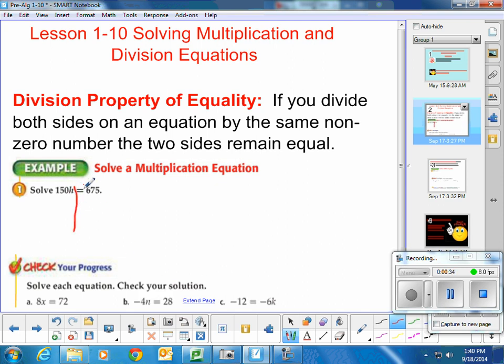We're going to draw the train tracks, but this time 150h means 150 times h, and to undo the multiplication we're going to divide by 150. And rather than using the old-fashioned divide sign, you will see the fraction bar used to show divide when solving equations.